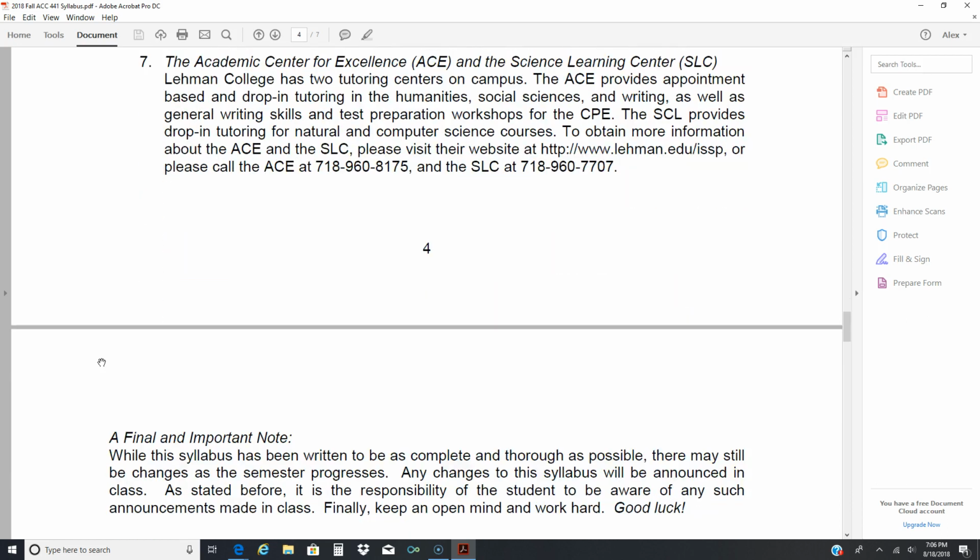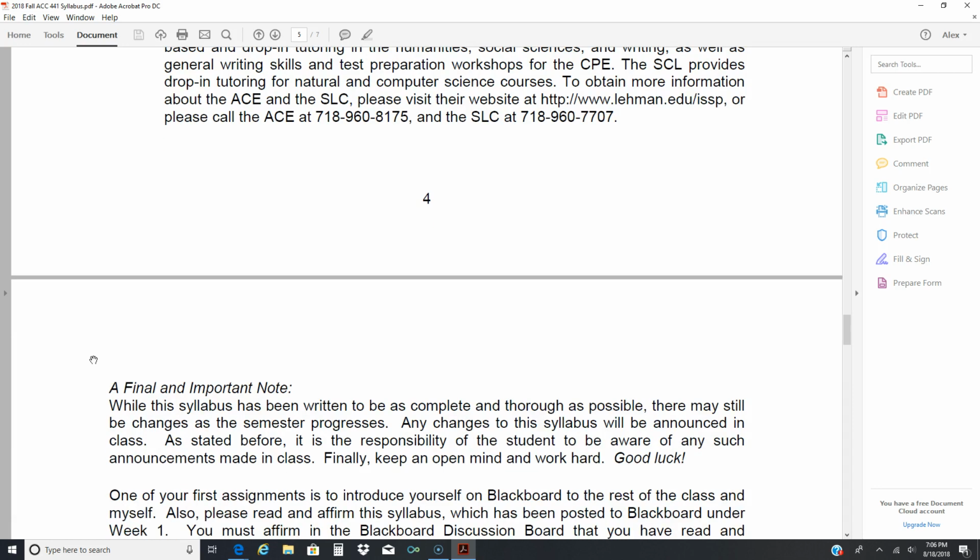A final and important note. While the syllabus has been written to be as complete and thorough as possible, sometimes there may be changes. If there are changes, it will be announced via Blackboard. As stated before, it's the responsibility of the student to be aware of any changes that is given in class. Finally, keep an open mind and work hard.